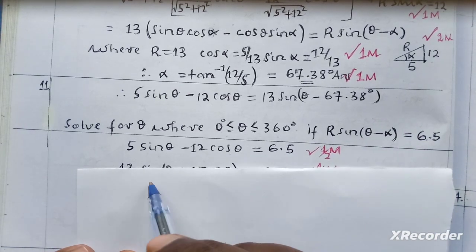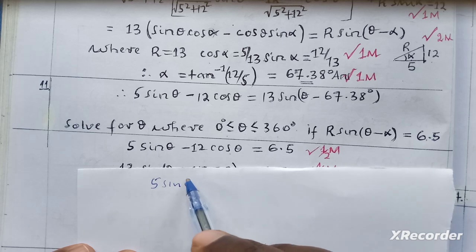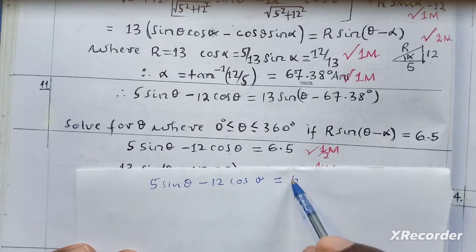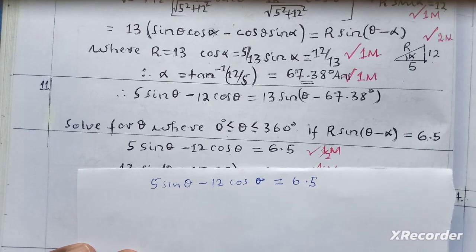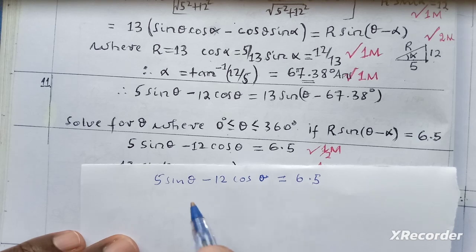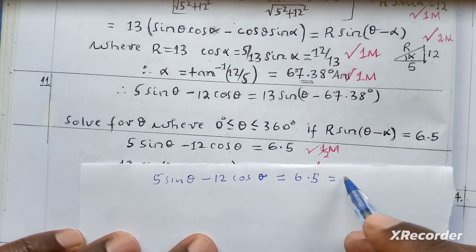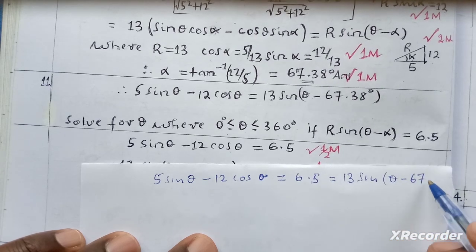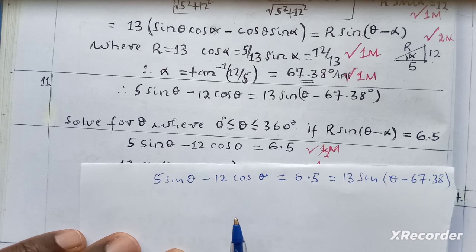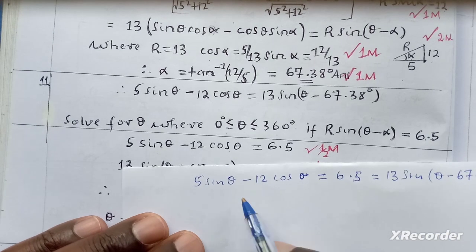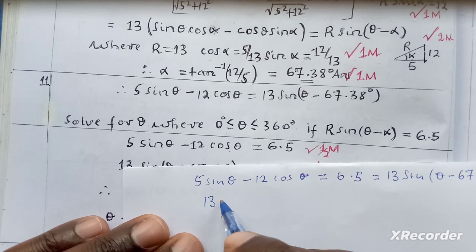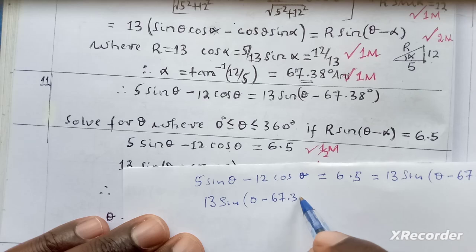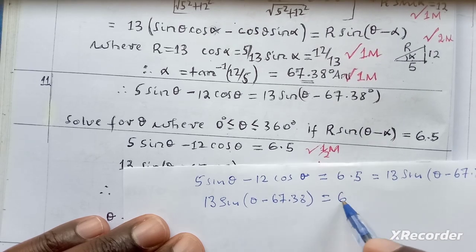So we come to the same equation we had, whereby 5 sine theta minus 12 cos theta is equal to 6.5. This one we had as 13 sine theta minus 67.38. And so we say 13 sine theta minus 67.38 is equal to 6.5.